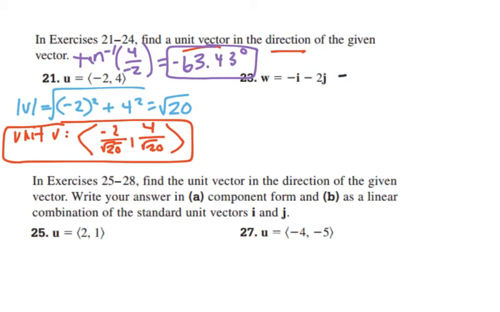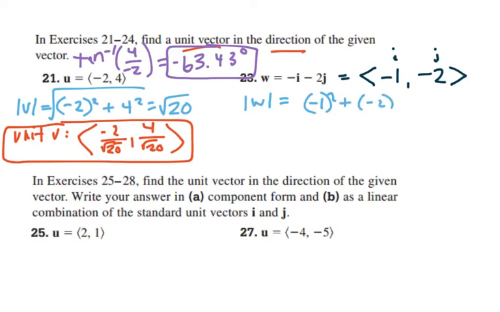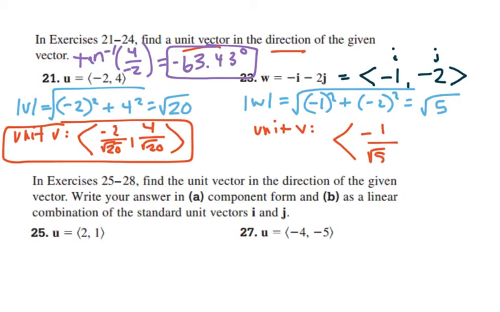The next one looks different, but remember this is just the different format for component form. So this is -1 technically and -2, because your I column is this value and your J column is this value. Alright, so to find the magnitude of W, we're going to take -1 and square it, and add it to -2, the quantity squared. And so we end up with the square root of 5 as our magnitude. And so therefore the unit vector becomes -1 over the square root of 5 and -2 over the square root of 5.